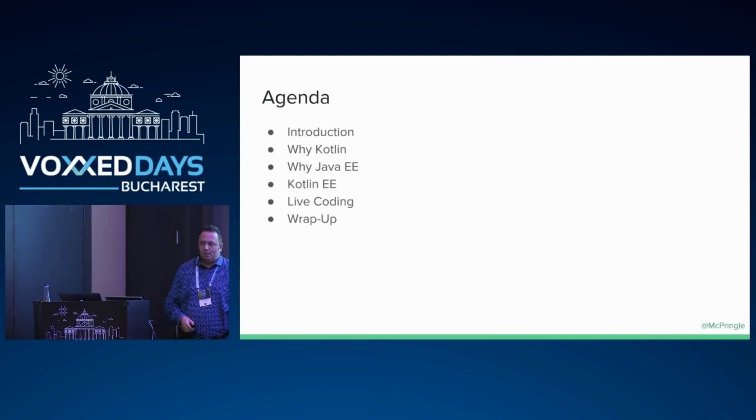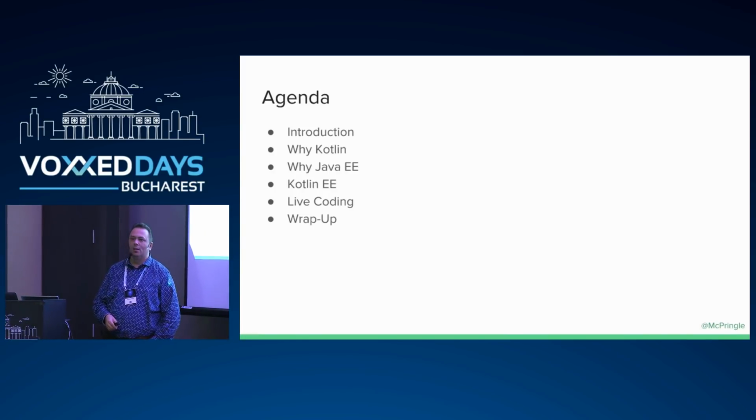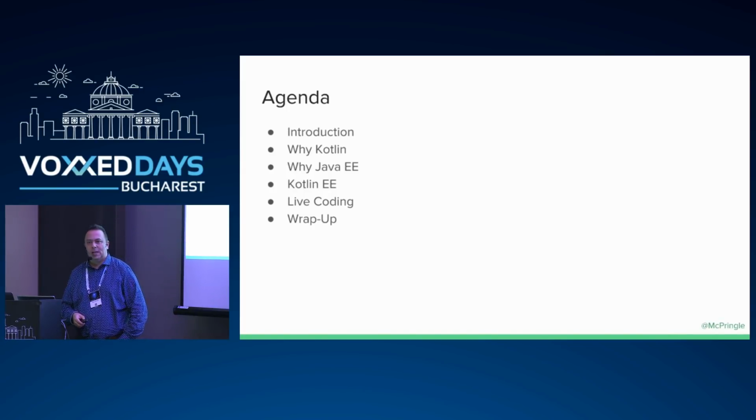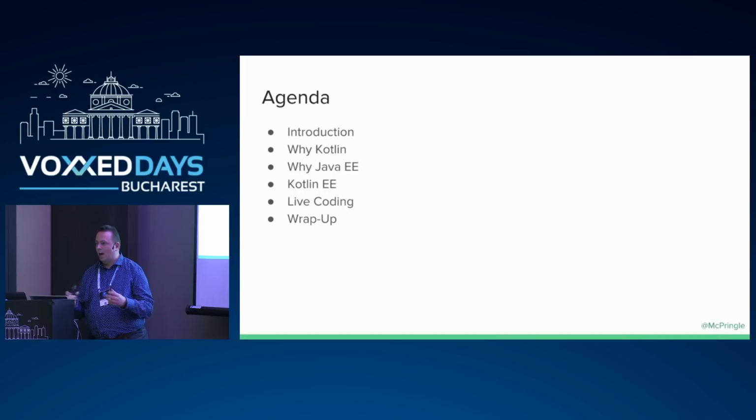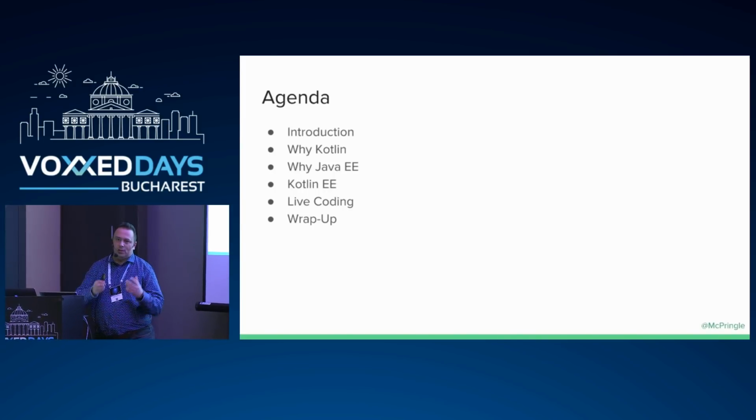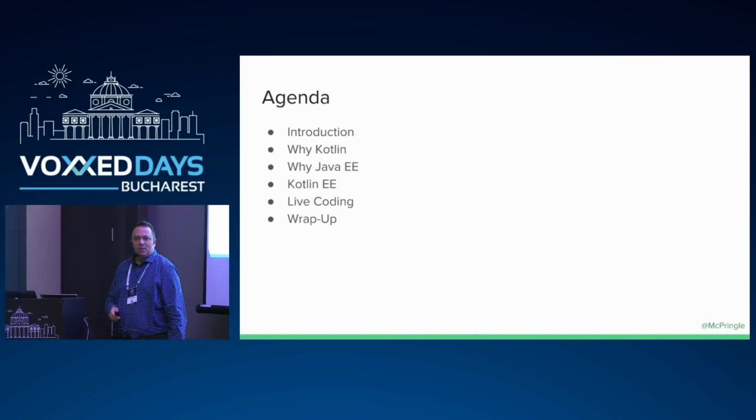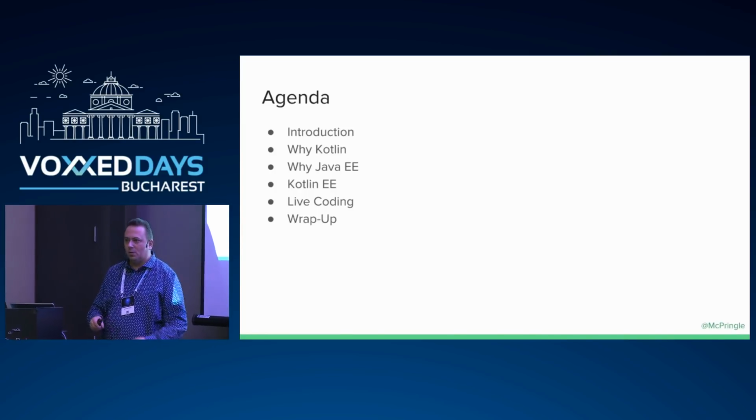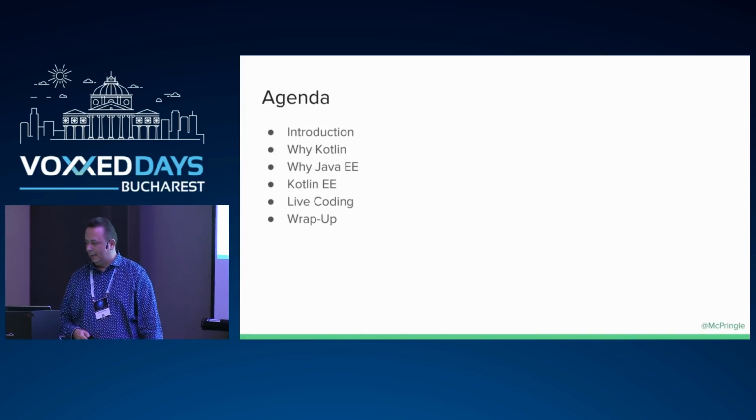On my agenda, I have only a few points. First, a short introduction about myself. Then I start with some information about why I like Kotlin, why I like Java EE, and what Kotlin EE is. Because Kotlin EE is not a project like Java EE or Jakarta EE. I just invented the term to show that it's easy to use Kotlin together with Java EE libraries. And the biggest part will be some live coding, so I do not only want to talk about theoretical stuff, I want to show it to you live on my notebook.